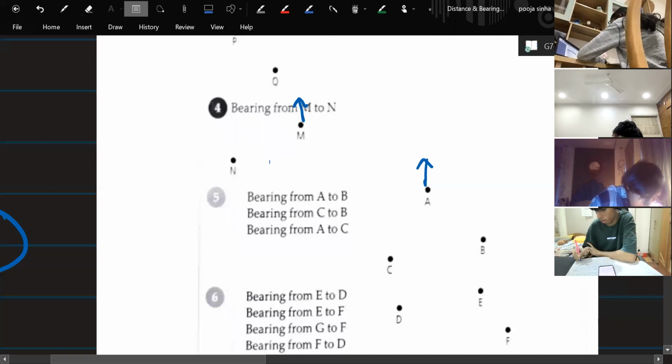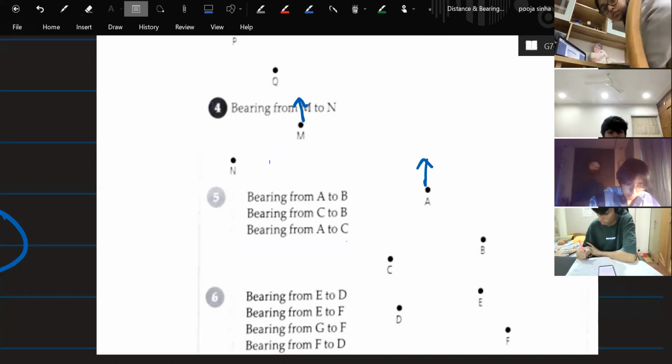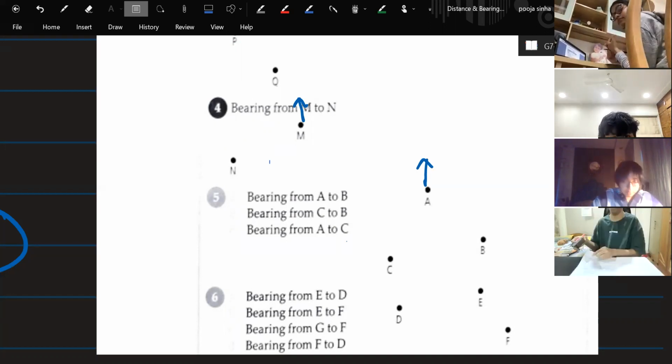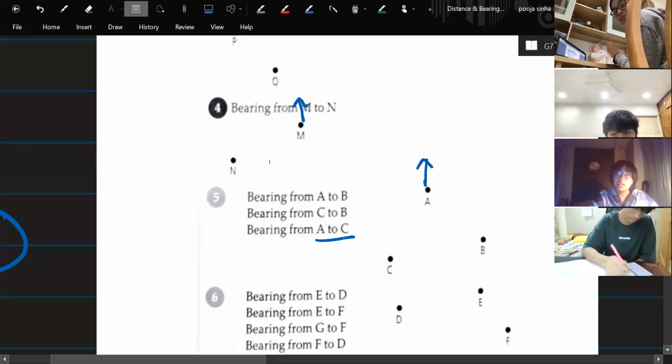From A to C, where do I make it? Ma'am, the question 9. From A to C, quickly tell me. Where do I make the north line? From A to C, it is with A. I'm talking about the last one. Then C to B. Oh, wait. Okay, let's come back to that.